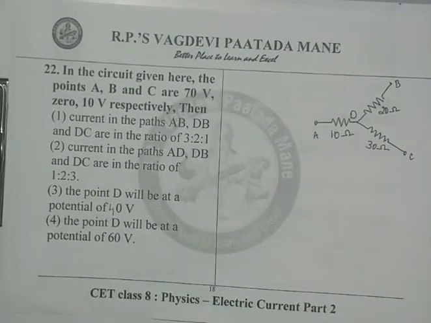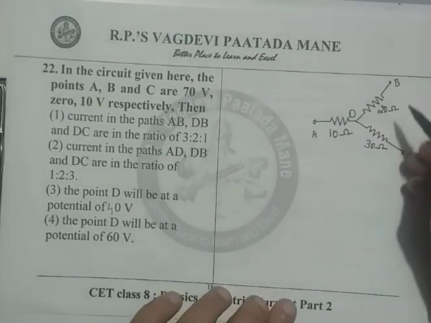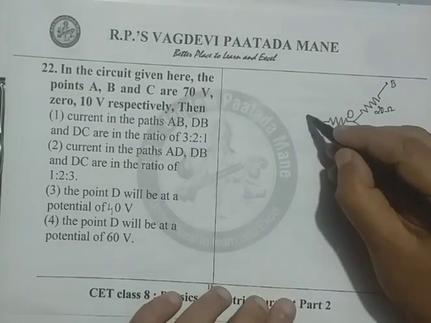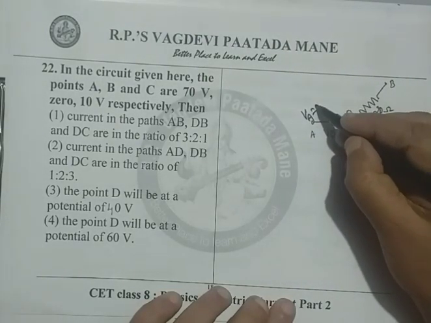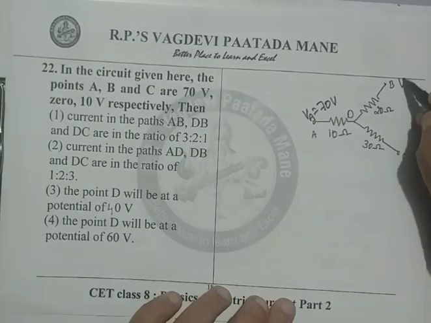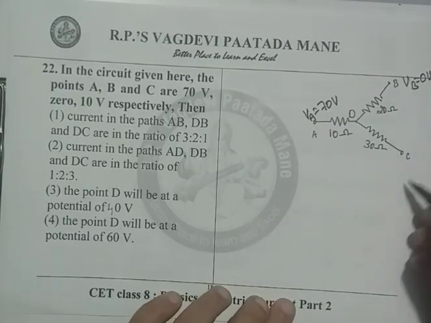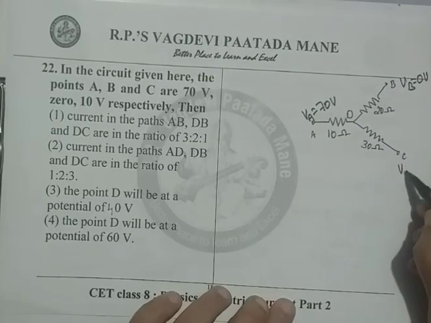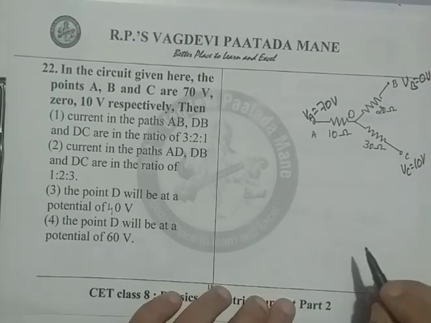Now, in the question 22, in this circuit given here, the points A, B, C are 70, 0 and 10 volt respectively. Then we have to choose the answer. First, we try to analyze the situation. Potential at A, I call as VA, 70 volts. And potential at B, VB, 0 volts. And VC, the potential at C, VC, 10 volts.